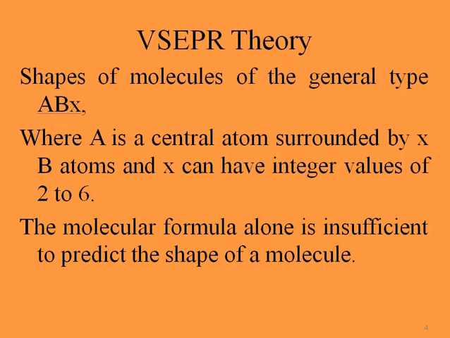With VSEPR theory, we have these 5 different shapes for a general type of molecule, which is AXn. A is the central atom surrounded by X atoms of B. X is an integer showing the number of B's, and it can change from 2 to 6. The molecular formula alone is not sufficient to predict the shape of a molecule. I will talk about that later on, but based on the molecular formula we cannot really predict 100% what kind of shape we have.